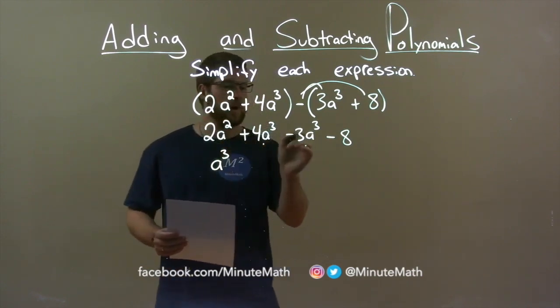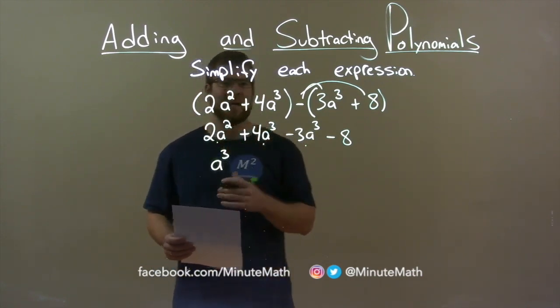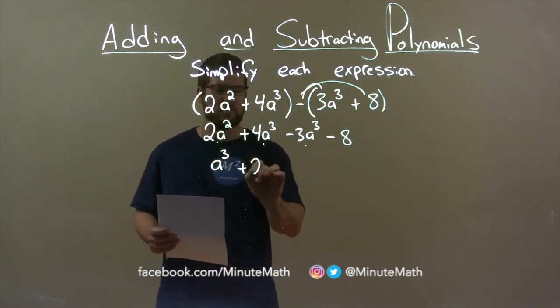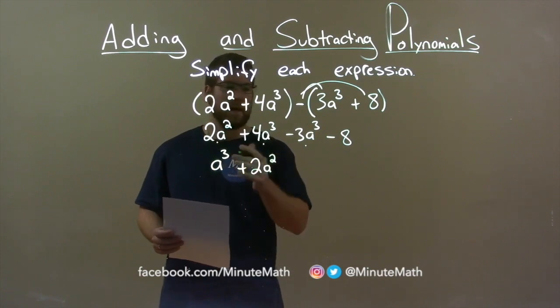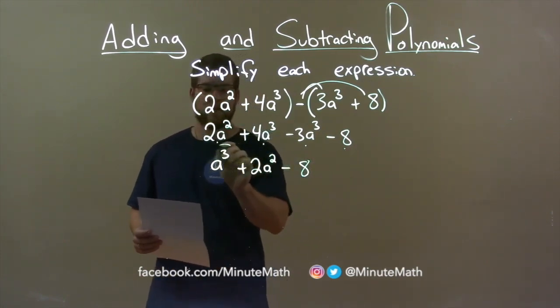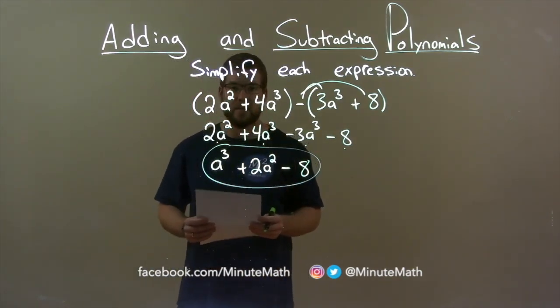We have the a squared as the next. There's only one of them, so always bring that down. And I like to put a little dot under each one as I work with it to make sure I bring everything down. We have plus 2a squared here. And then lastly, we just have the minus 8. Minus 8 comes down, and there we have it. Our final answer, a to the third plus 2a squared minus 8.